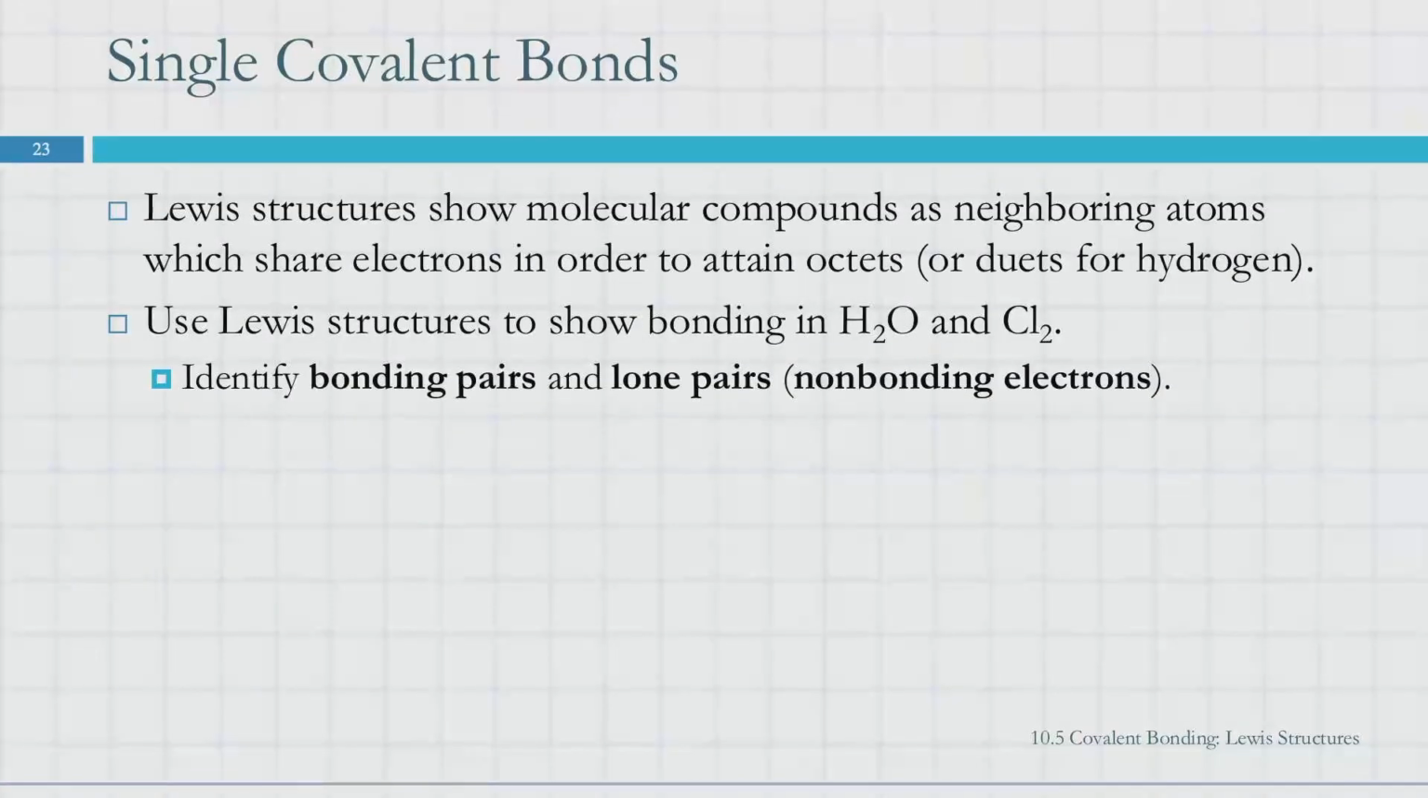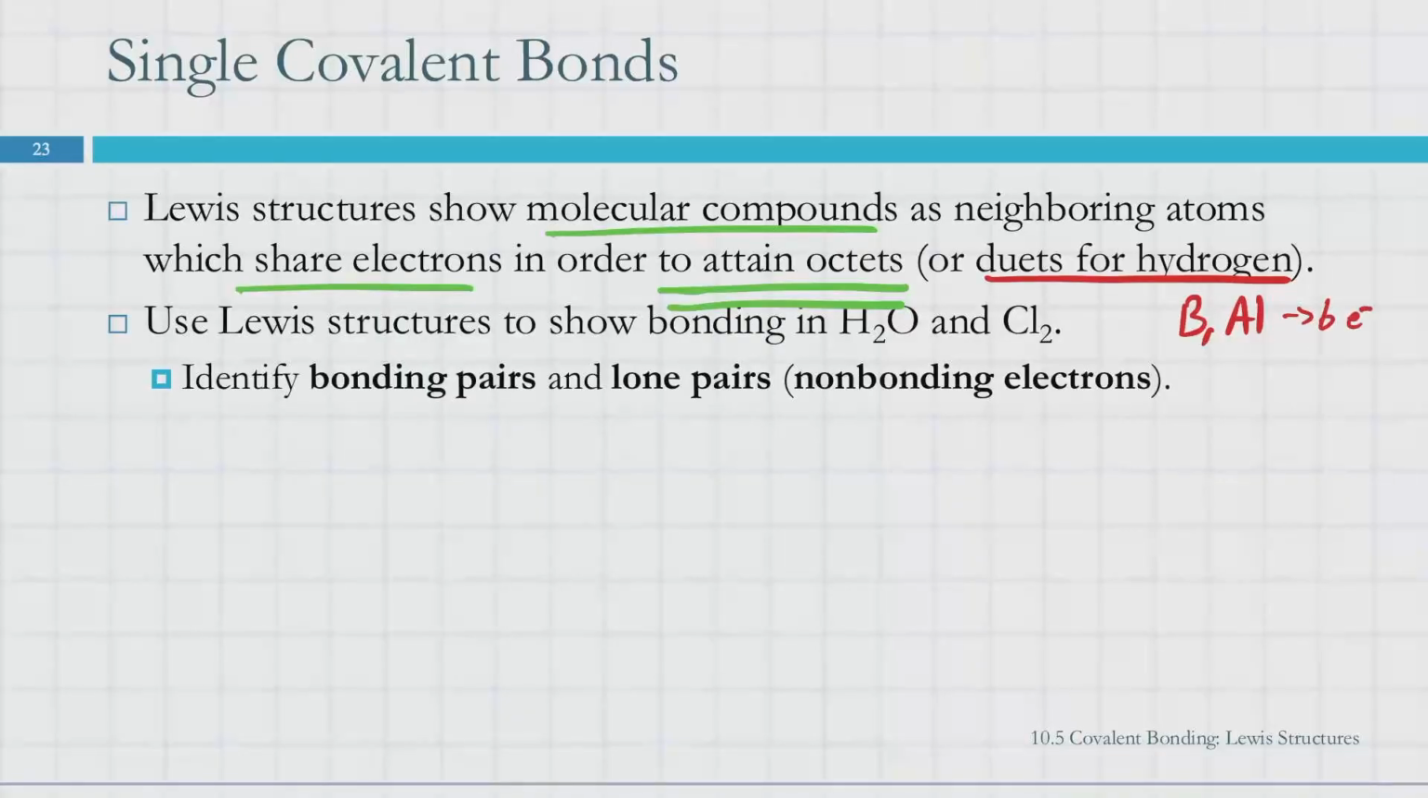All right, moving on to covalent bonds, which is the real reason why we're doing Lewis structures. Lewis structures show molecular compounds as neighboring atoms. They're right next to each other. They share electrons. Molecular compounds share electrons to attain octets. Hydrogen is happy with a duet. There are also the other exceptions, boron and aluminum, which like 6 electrons.